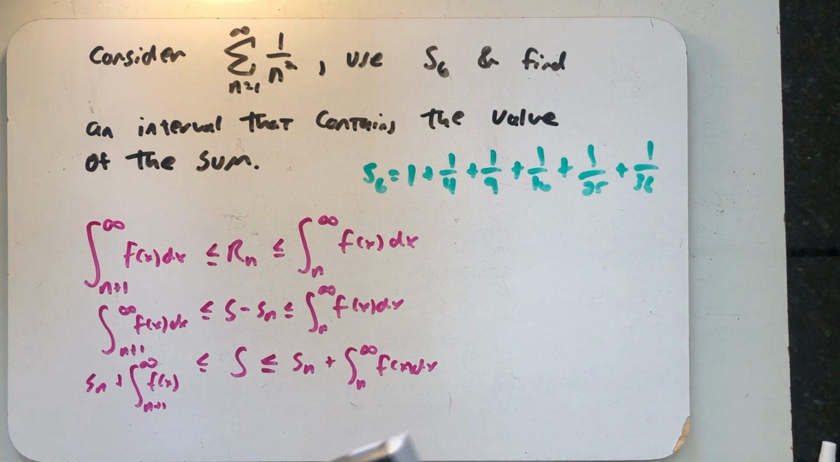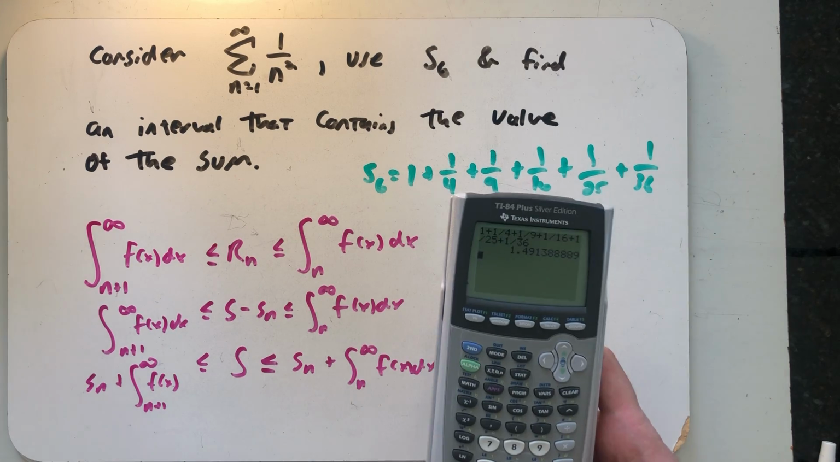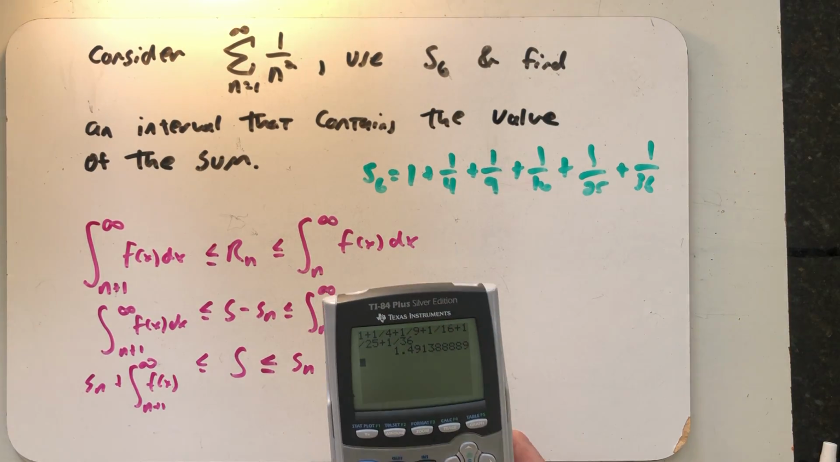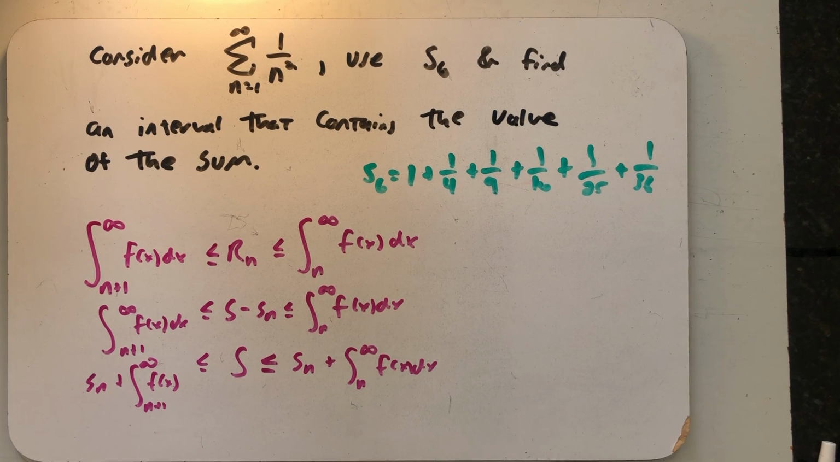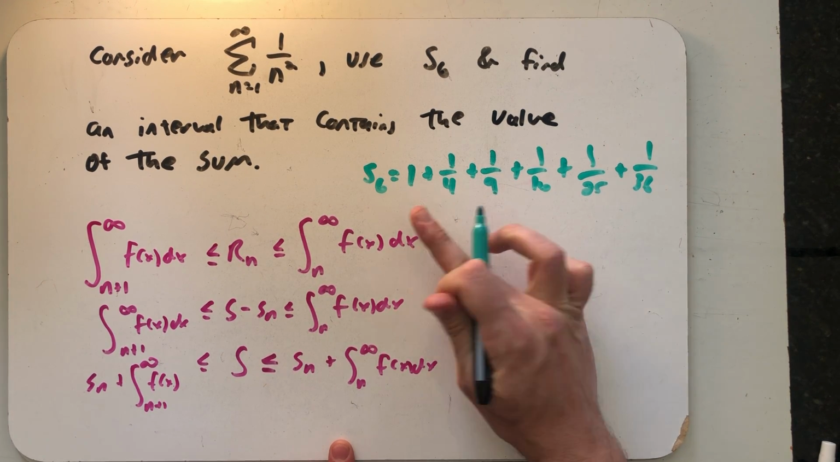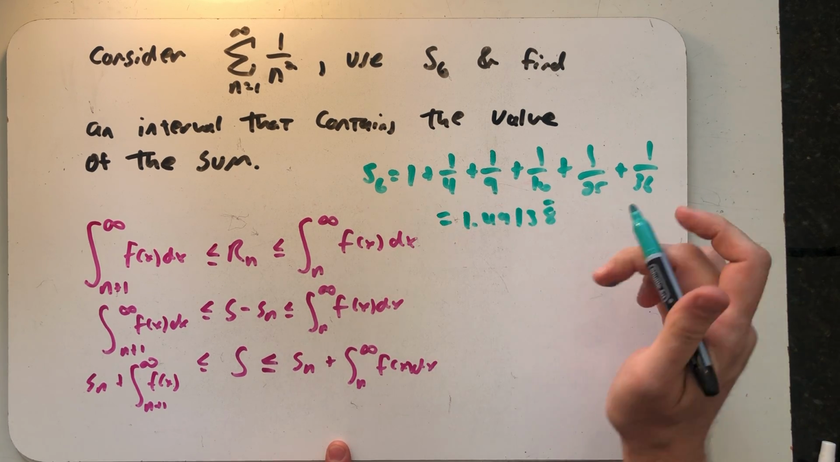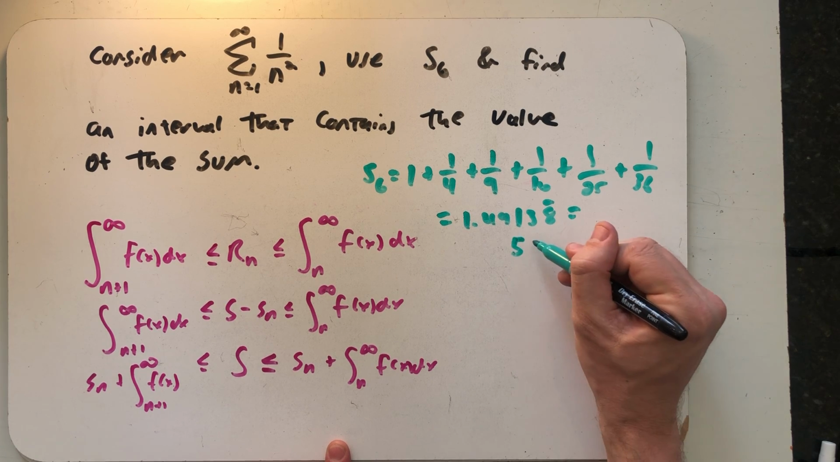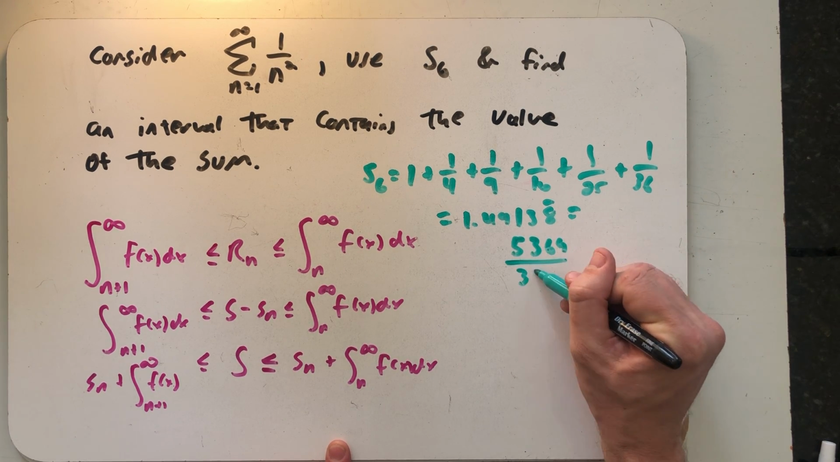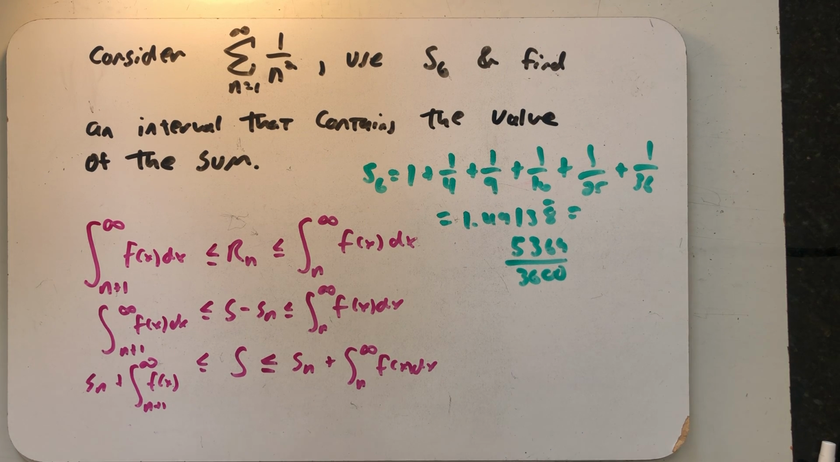Well, off camera here, I'm just going to use my trusty TI-84 to help out. So I get about 1.49138888, and we could write that down as 1.49138 repeating. My graphing calculator tells me that that is 5,369 out of 3,600. All right, so that is the sixth partial sum. Now I need to worry about this improper integral.